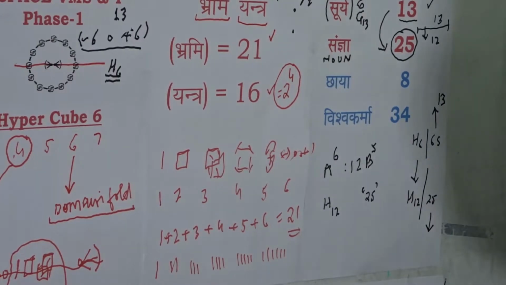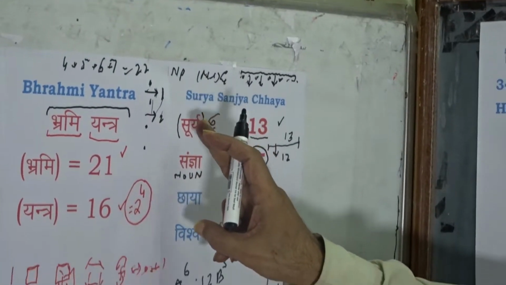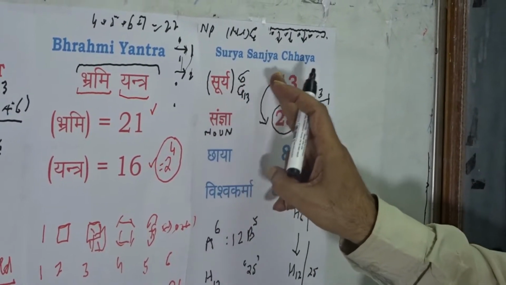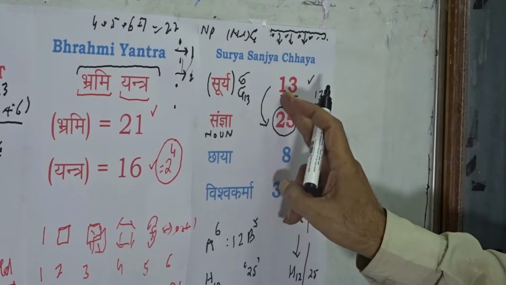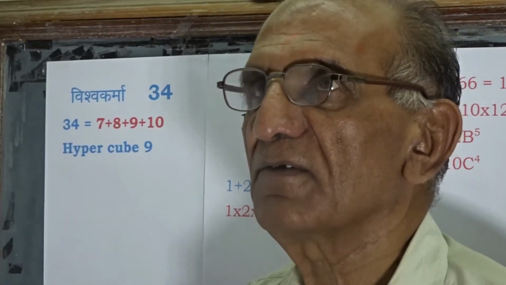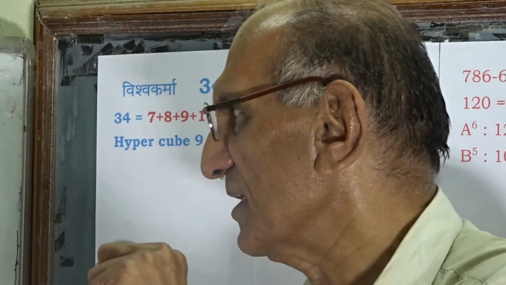Therefore, let us make a note that this Surya as a 6 space body as hypercube 6 is of 13 versions. These 13 versions are the 13 representative regular bodies of 13 geometries of 6 space.